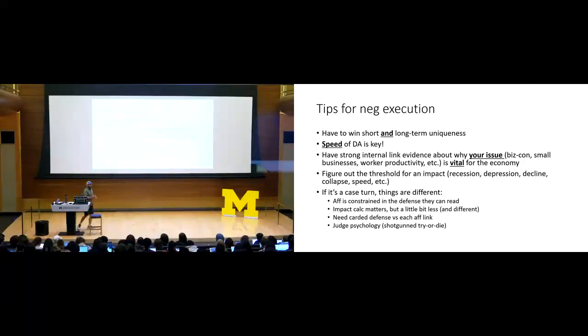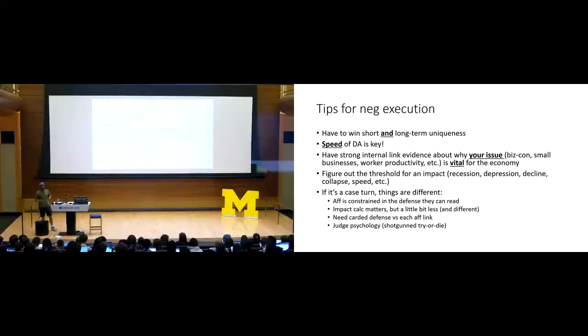Third, you gotta be on top of what the threshold for the impact is. So if we think back to slide number 2 and 3, when we were talking about different versions of the DA, they have different thresholds for links. If you have a piece of evidence, this relies on basically evidence reading and evidence comparison. So does your card actually say that it will collapse the economy or promote a recession? Or does it just say that it will have some negative economic effect? And whatever your link argument is, see if you can make your internal link and impact match that threshold.